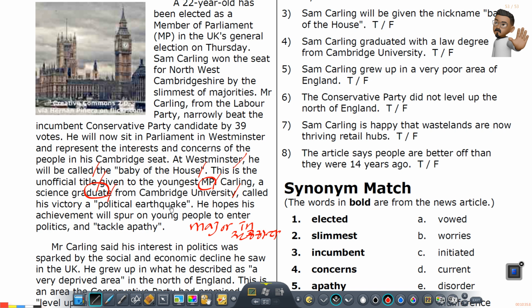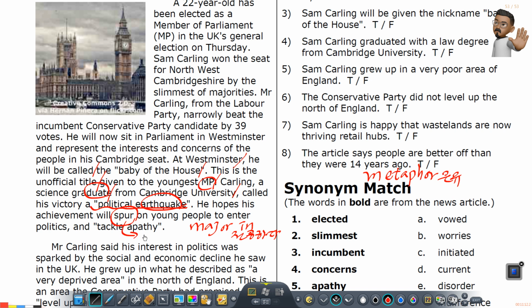And called his victory a political earthquake. This is a metaphor. What does an earthquake mean in Korea? I'm talking about the hidden meaning, like a metaphor. What is a metaphor? Yes, metaphor is 은유. Okay? Something shocking. An event that is considered shocking. Yes, shocking. Earthquake. And he hopes his achievement will spur on young people.